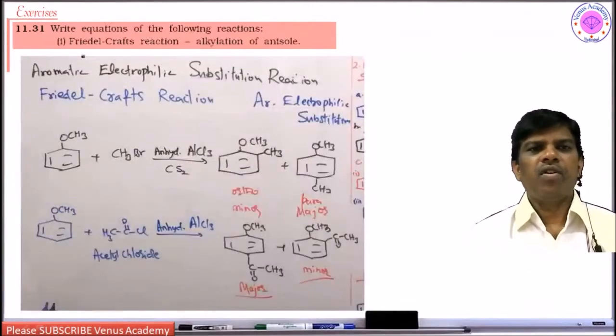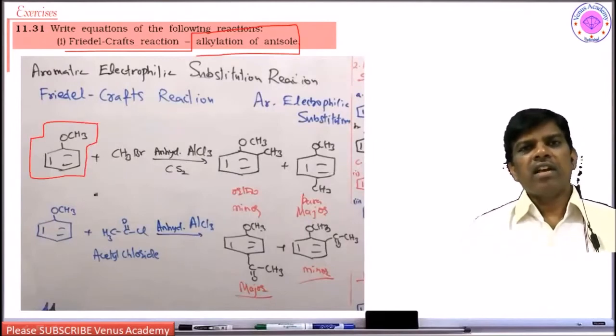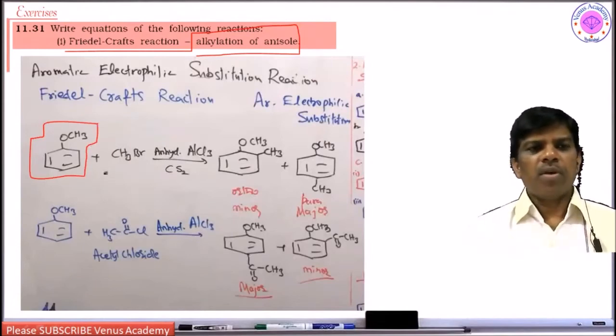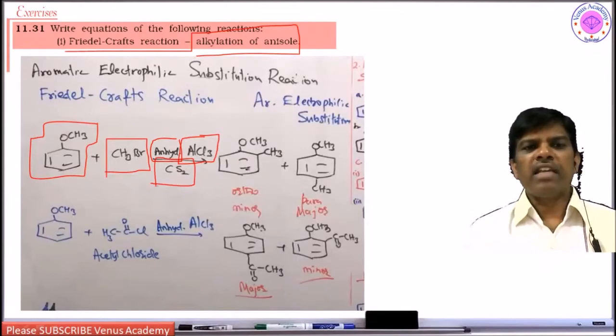Write equations of the following reactions: Friedel-Crafts reaction, alkylation of anisole. This is anisole, students. While explaining the structures, methoxybenzene is also known as anisole. Anisole upon treatment with methyl bromide in the presence of anhydrous aluminum chloride, the Friedel-Crafts reagent, a Lewis acid, with carbon disulfide as the solvent, whose boiling point is around 50 degrees centigrade, at low temperature gives an ortho and para mixture. Yes, students, so we are going to get ortho para mixtures.